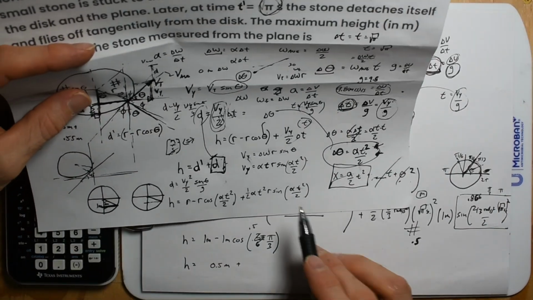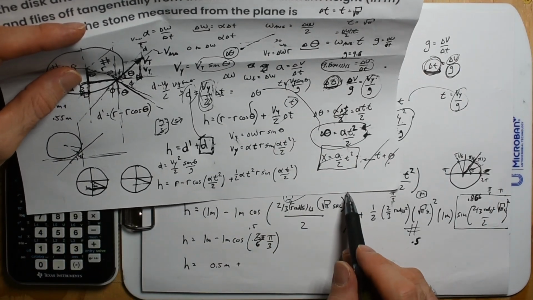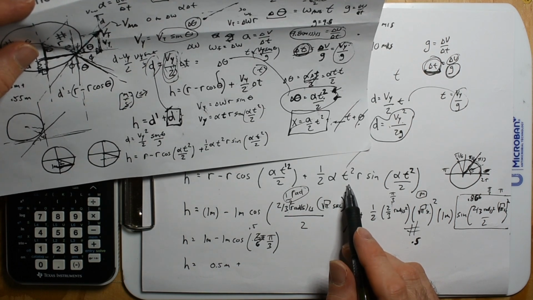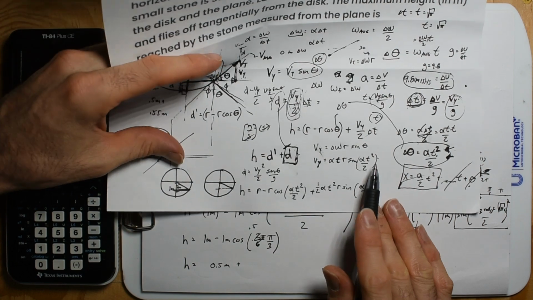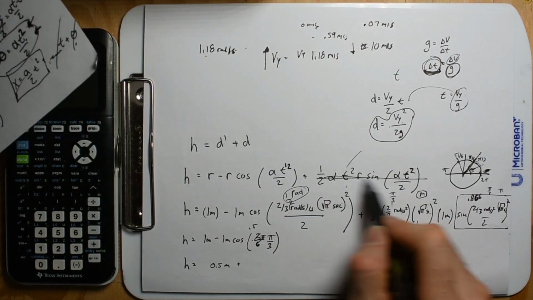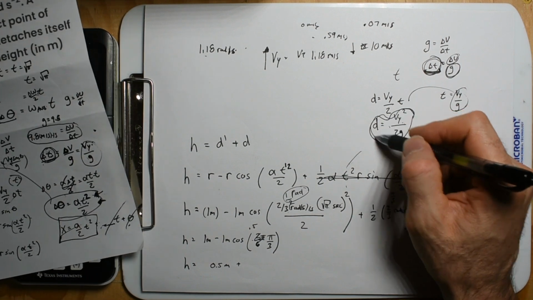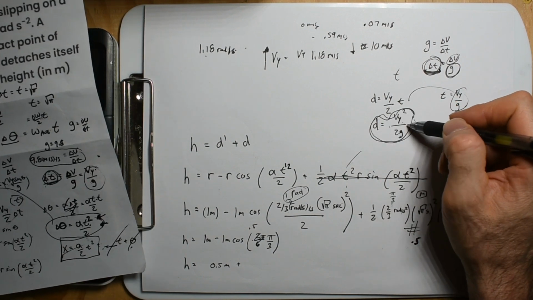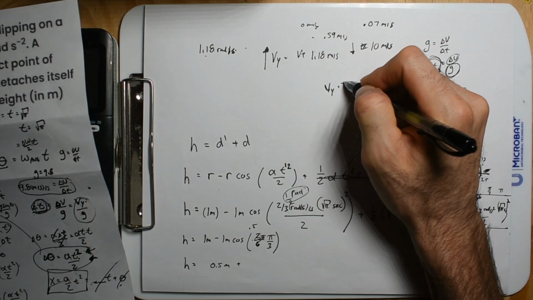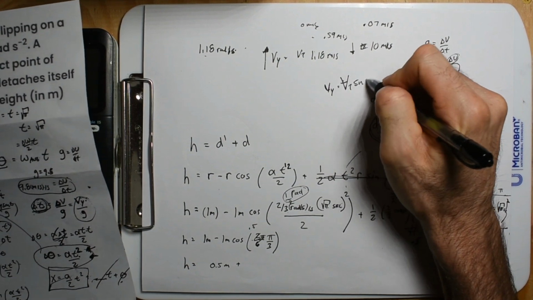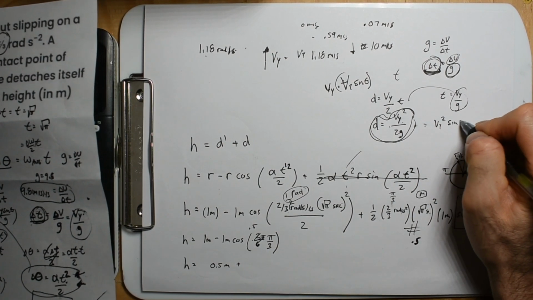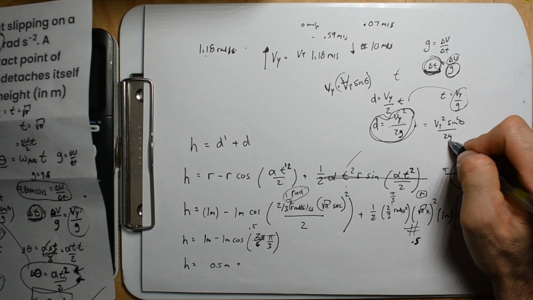So now for this is T prime squared, and this term right here for our distance. We can totally get rid of that and just say, hey, that distance is just Vy squared divided by 2g. But Vy is the tangential velocity sine theta. So we're going to have V tangential squared sine theta squared divided by 2g.